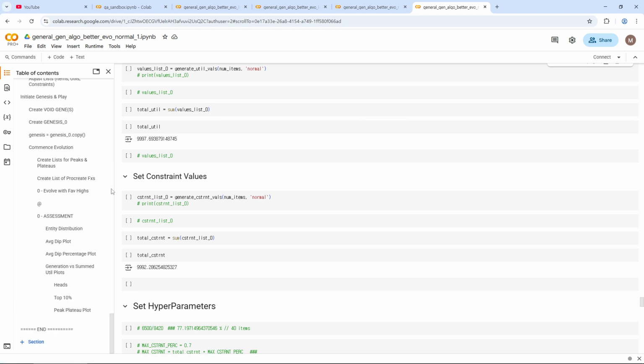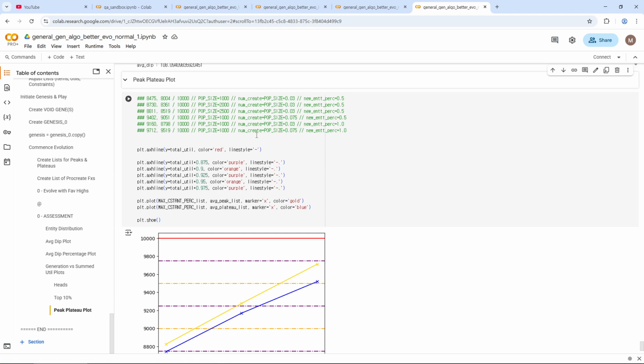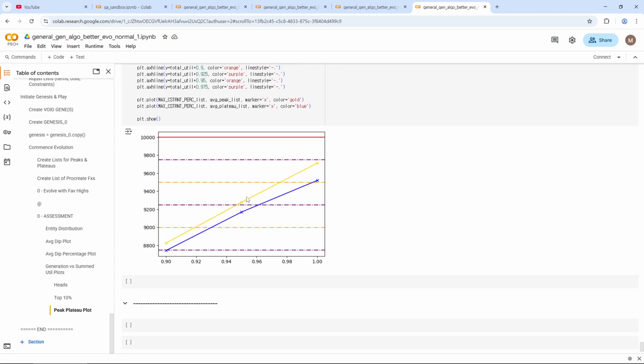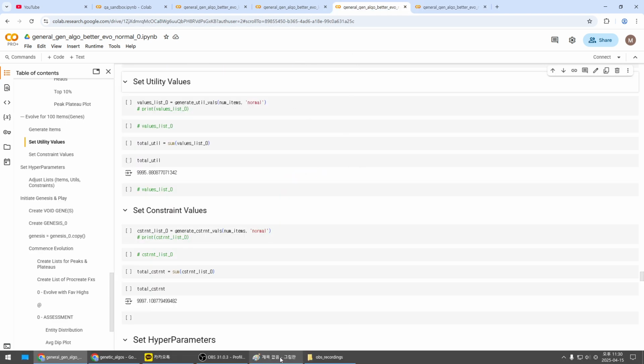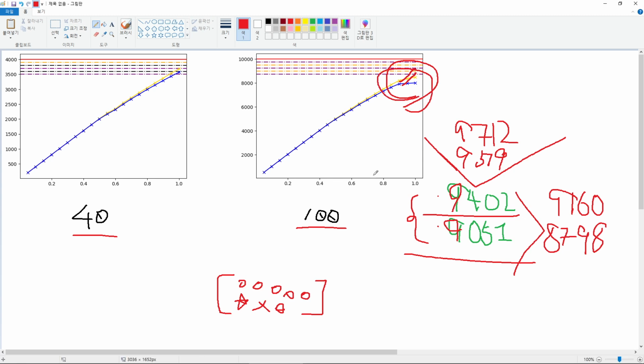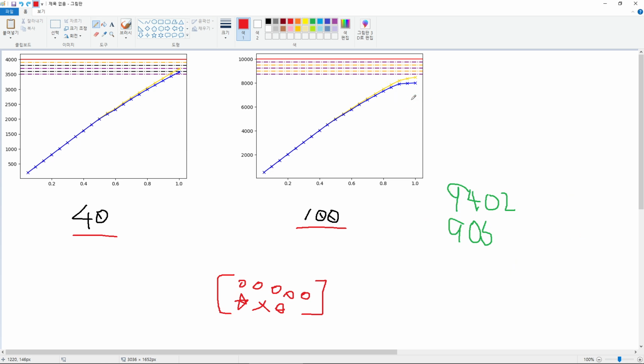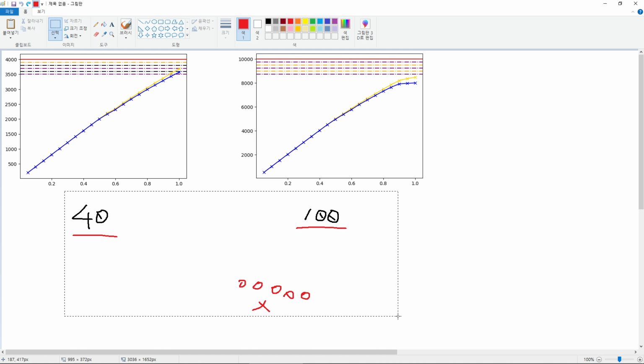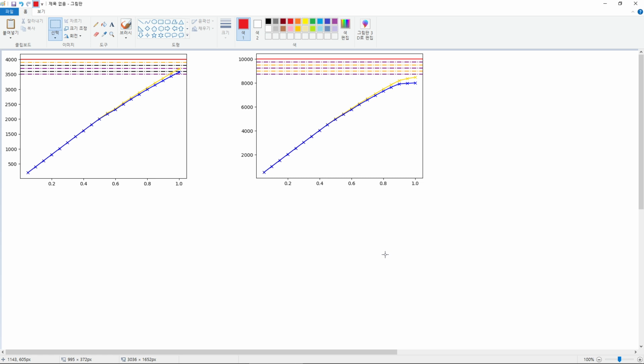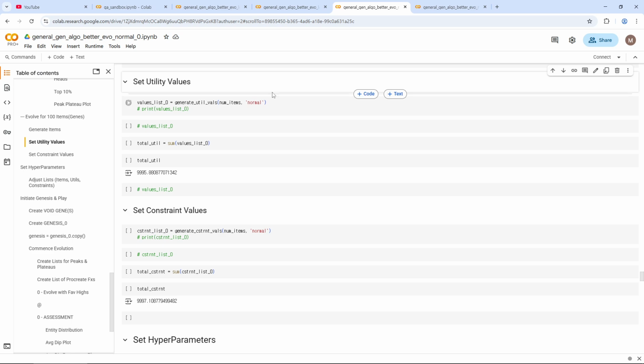So by tweaking the num create and the new entities percentage, I can make sure that this doesn't happen. This just faltering doesn't happen. But again, it's also still at the cost of entities with low summed utility values. So that's one thing that I wanted to cover today.